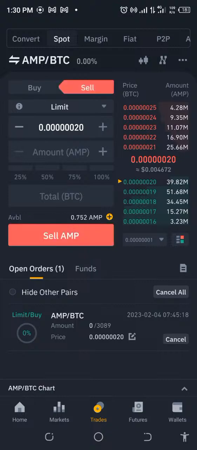Okay, so I'm back again. As you can see here, we have not yet sold our BTC to AMP. What that means is we've not been able to buy AMP with our BTC. And this is almost 6 hours.